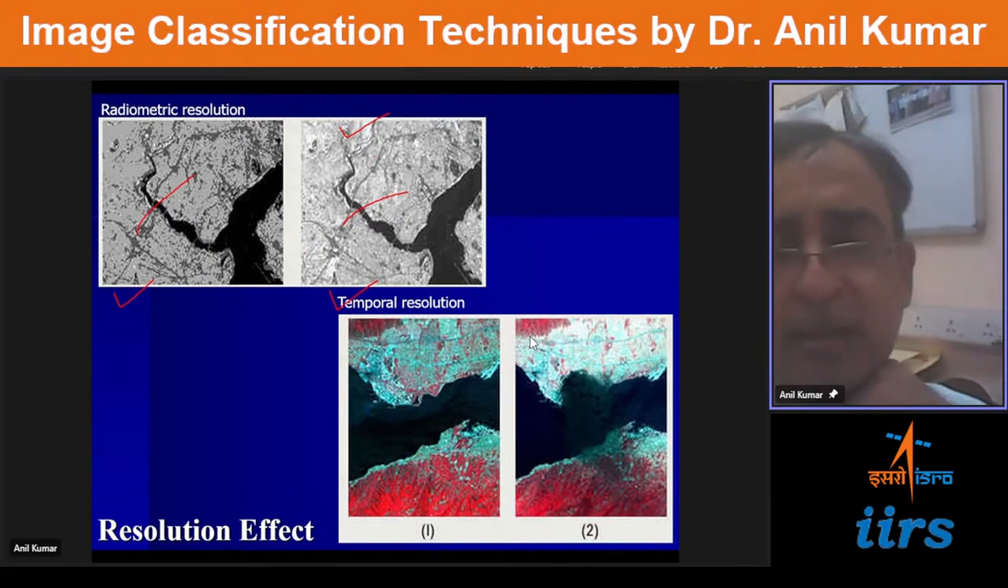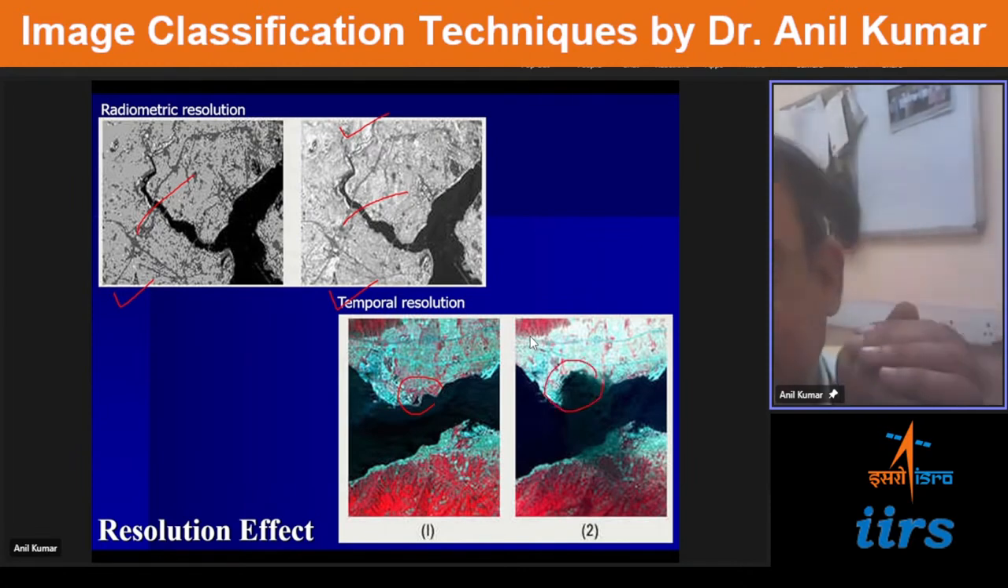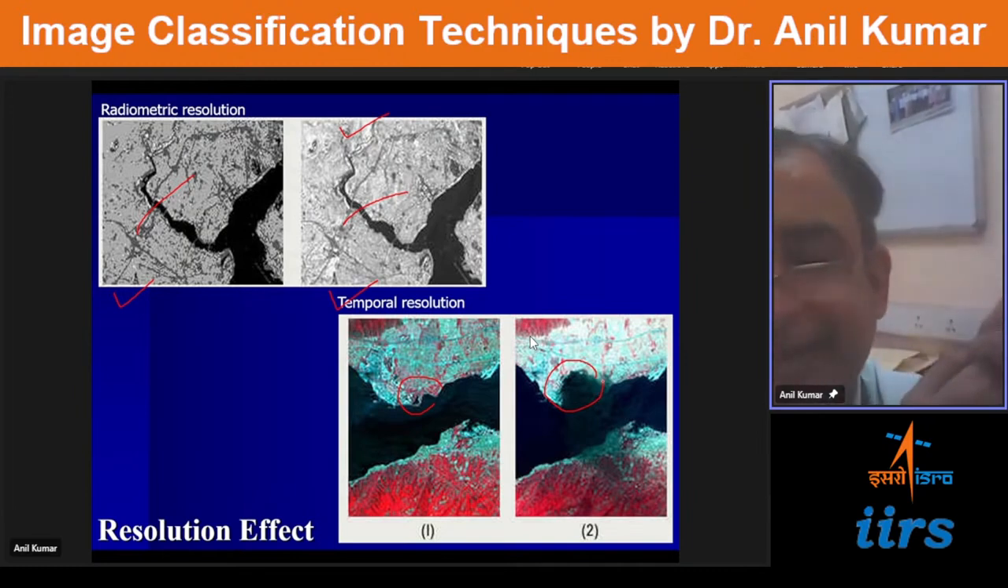Fourth one is temporal resolution. There are satellites presently available which give you an image every 16 days. Every 16 days one image. So you can see the changes coming up due to some flood area. In this area, it is not flooded, and here after some time it is flooded. So you can capture this area depending upon the temporal frequency of the data available for the same area.